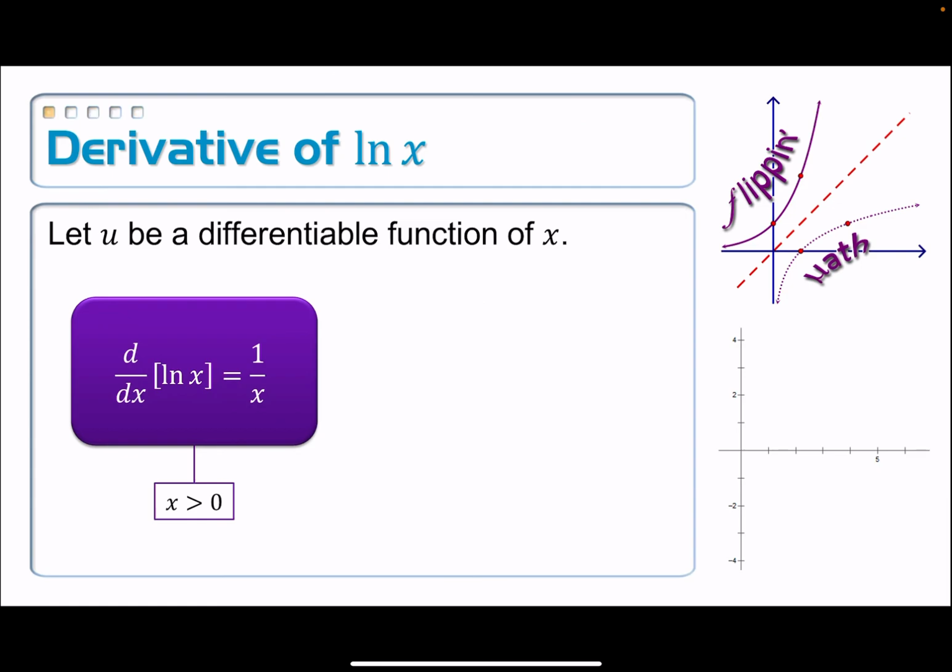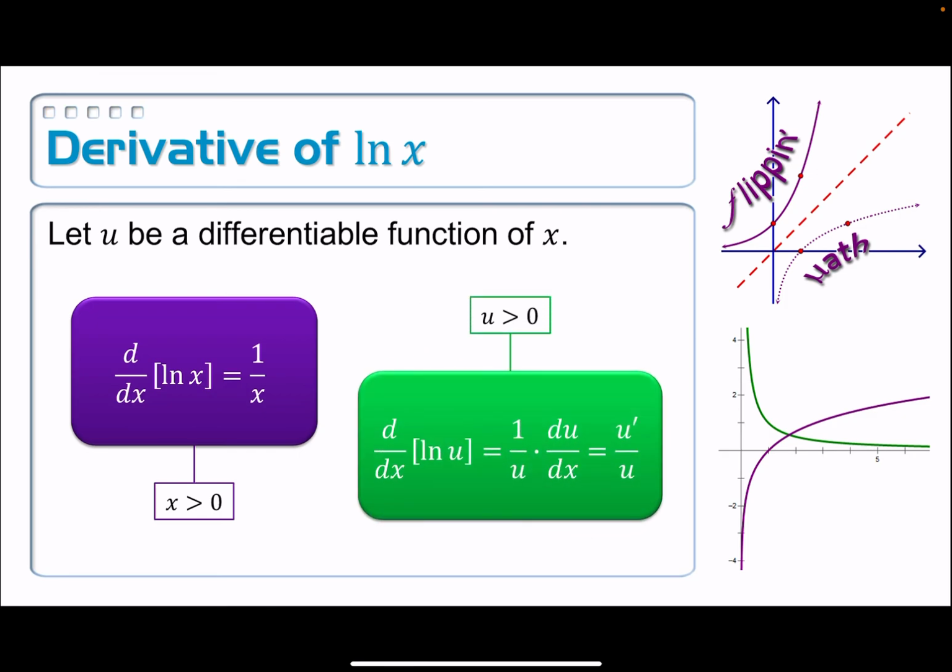All right, and then we apply the chain rule to this, saying that we're taking the derivative with respect to x of, oh yeah, there's the function right there, the natural log of u, where u is a function of x. So I take the derivative of the natural log of u as 1 over u, and now you have to multiply it times the derivative of the interior, which is du over dx, or just simply u prime over u.